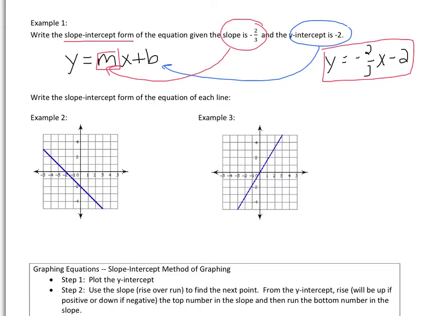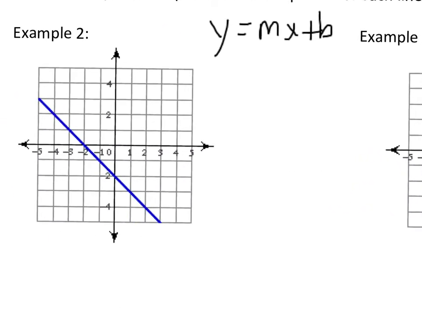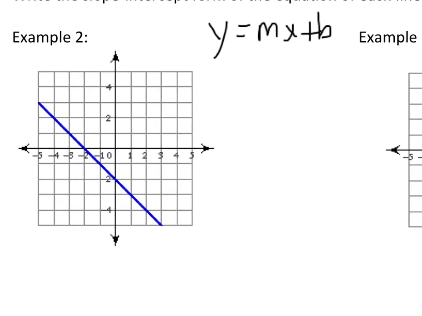Now let's look at a graph and take the information from it. Again, our form is y equals mx plus b. We need the slope and the intercept. So let's start with the intercept. If we look at our graph, the y-intercept is right here. So the b is going to be equal to a negative 2. That's where it crosses the y-axis.